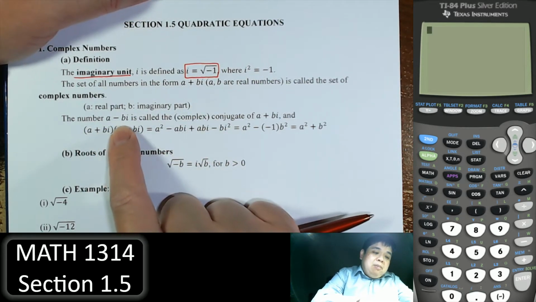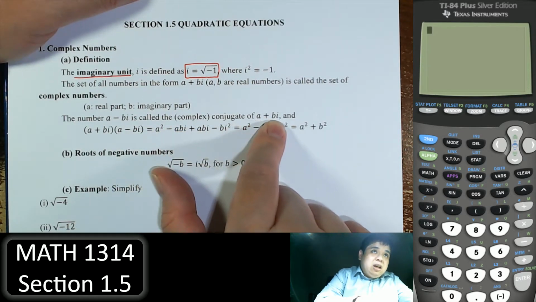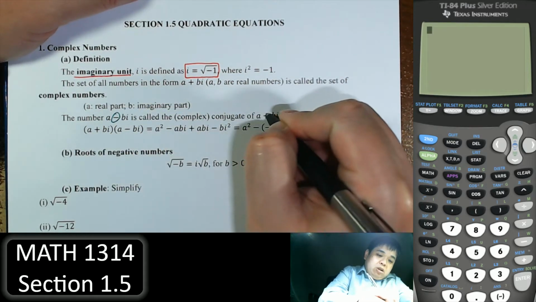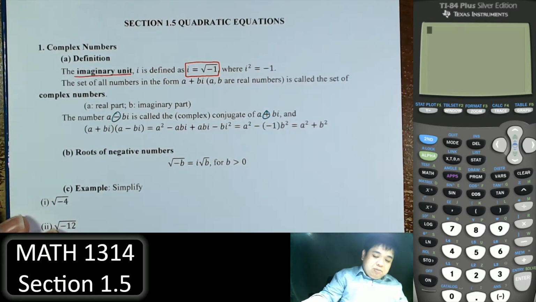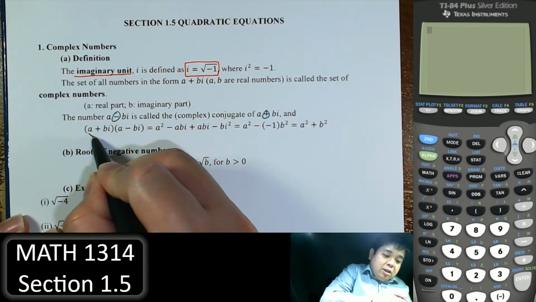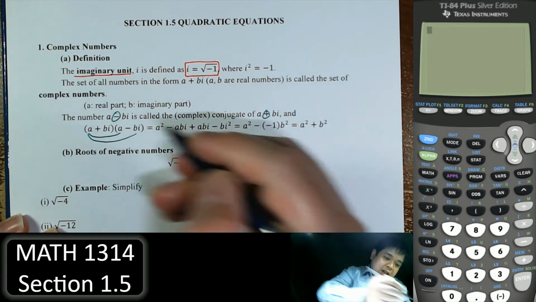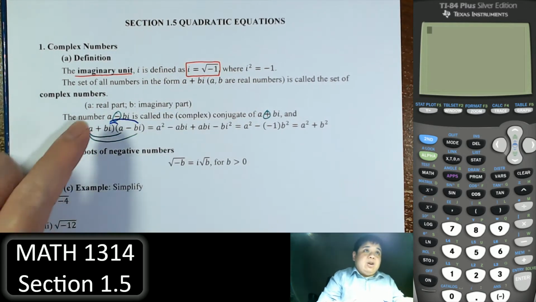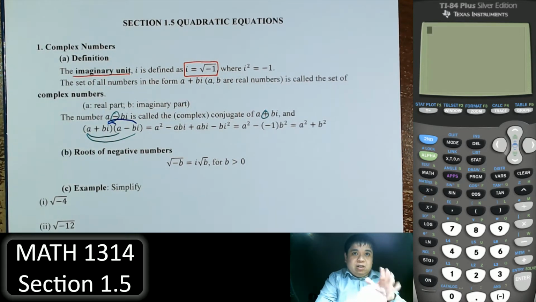The number a minus bi is called the complex conjugate of a plus bi. So one of them has the negative, one of them has the positive. When we multiply them out, it is just like FOIL: first, outer, inner, and last. Take the first one and multiply with everything in the second, and then take the second one and multiply with everything in the second parentheses.